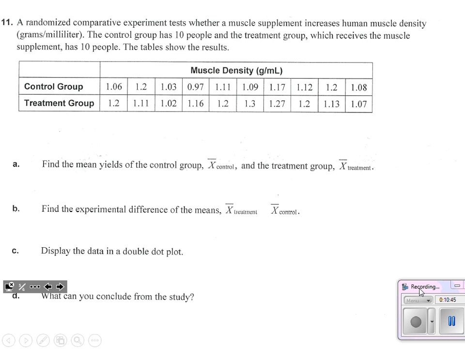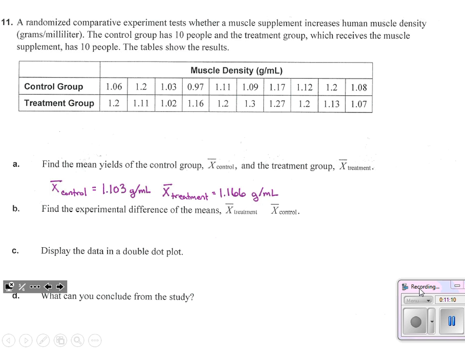I compiled that together for you. Letter A says find the mean yields of the control group and the treatment group. And you can see our different notation for means there within this experiment, X bar. So calculating those, it's just a mean average like we've done before. Add them up and divide by how many there are. In our control, that mean is 1.103. In our treatment, it's 1.166. And since they do provide units, we should include units as well.